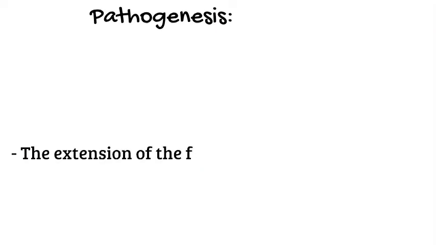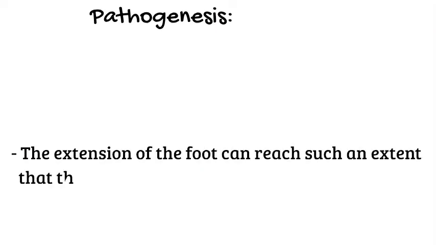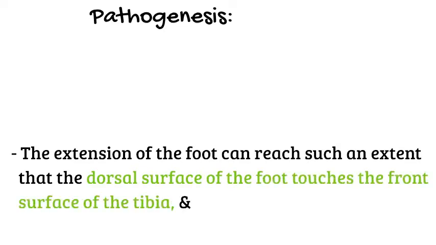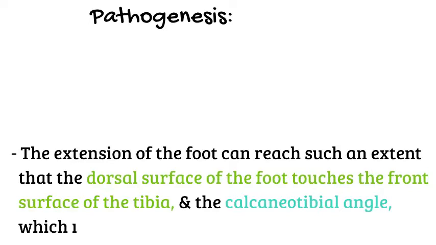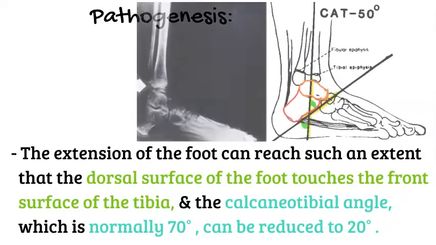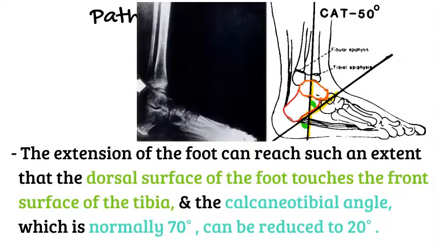The extension of the foot can reach to such an extent that the dorsal surface of the foot touches the front surface of the tibia, and the calcaneotibial angle, which is normally 70 degrees, can be reduced to 20 degrees. This picture illustrates the calcaneotibial angle of 50 degrees, whereby the bisecting line between the mid-tibial shaft, 90 degrees to the tibial epiphysis, and another line from the inferiormost calcaneal bone and the talus is measured.